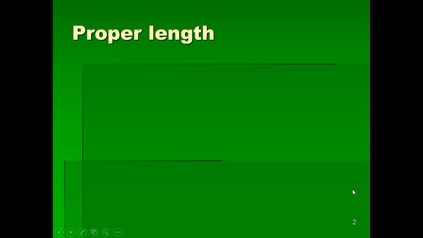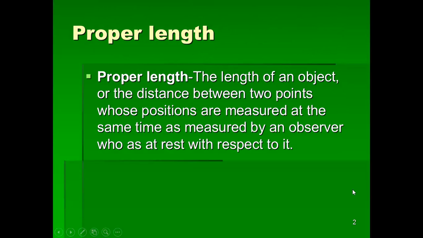First of all, we're going to define proper length. Proper length is the length of an object or the distance between 2 points whose positions are measured at the same time by an observer who is at rest with respect to it. So this proper length is similar to proper time. It's all about the observer being in the same frame of reference.